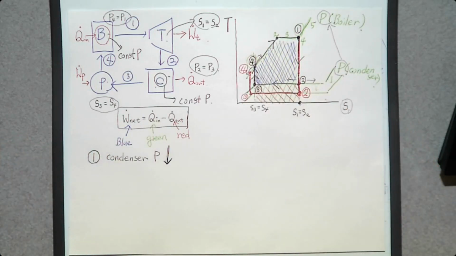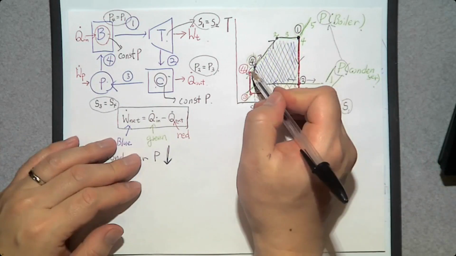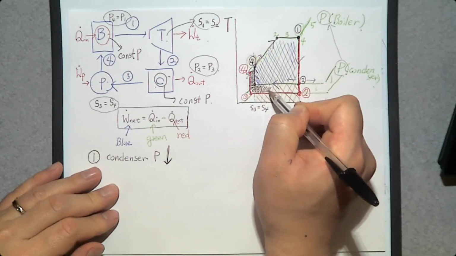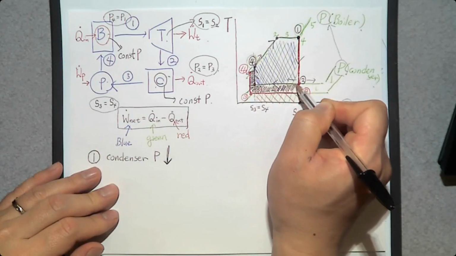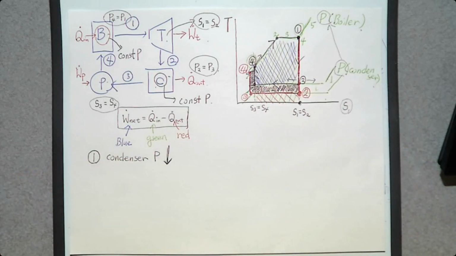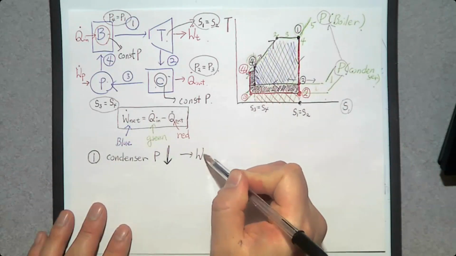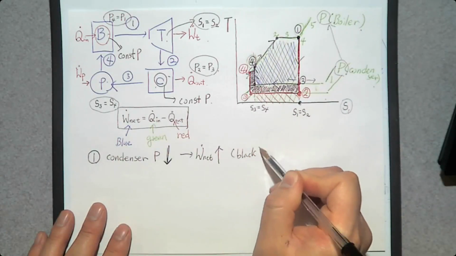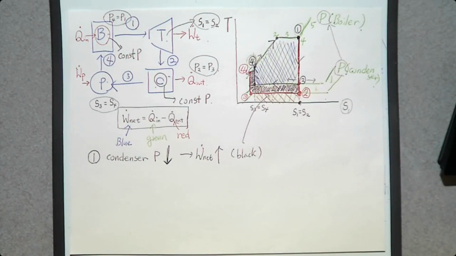So how much additional power can you produce by this black? This is the additional power you can produce. So decreasing condenser pressure, that's good. That increases net power by how much? This one here. Okay? That sounds reasonable. So whenever you want to design a power plant, you want to minimize the condenser pressure. That's how you can maximize the output.